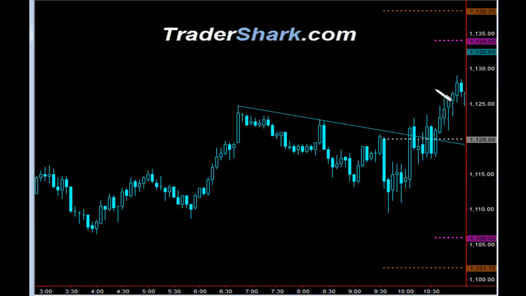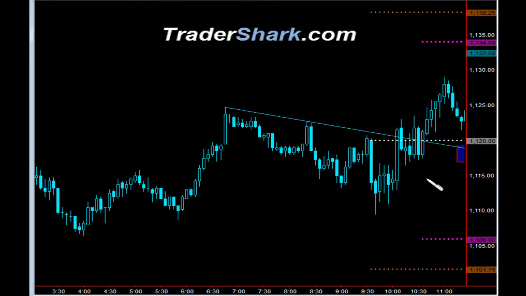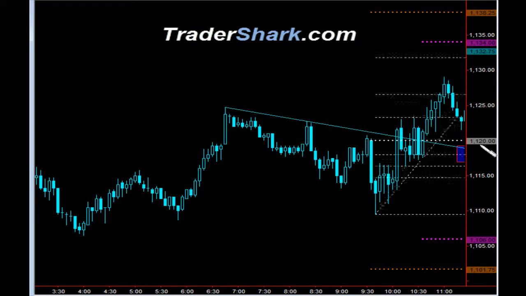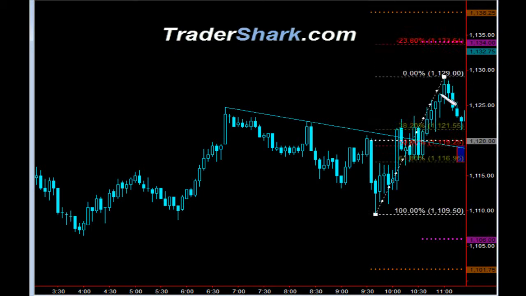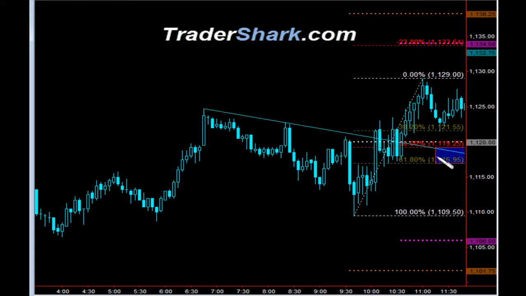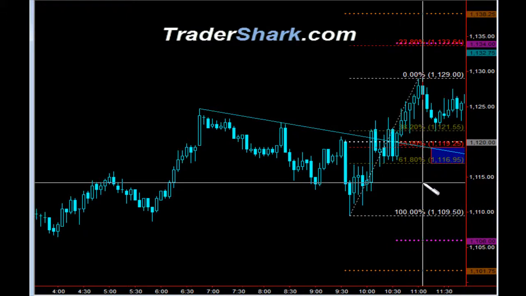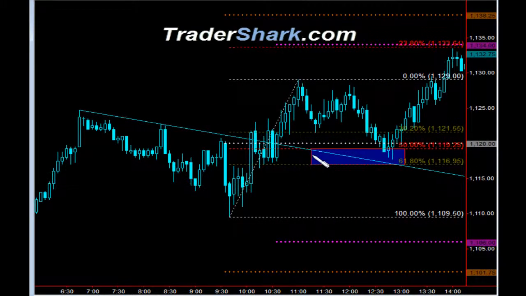Once a low is put in and then a high is put in, notice the symmetry between the low to the opening price, the high to opening price. Excellent opportunity to go ahead and draw some Fibonacci lines. We're going to go from the low to the high. And we drew this blue attack zone here between the 50 and the 61.8% retracement area.